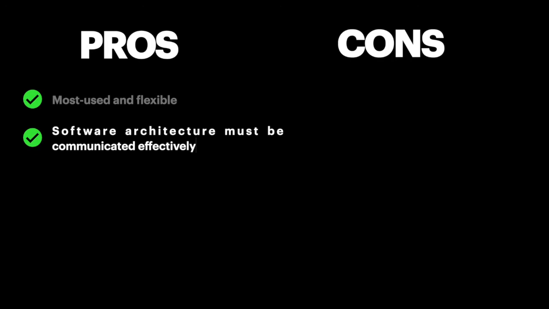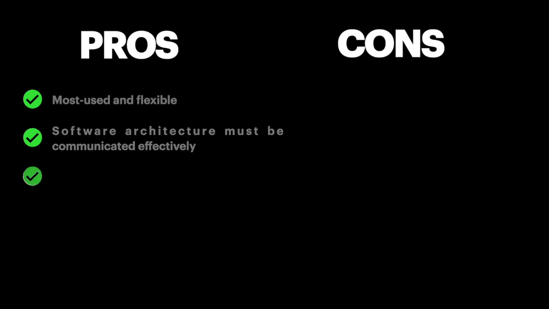The second pro is software architecture must be communicated effectively. The software architecture is the blueprint of the system. It is the framework on which the efficiency of the system and its process depend. But this framework is only effective if it is communicated properly to all those using it and working on it. This is where unified modeling language UML comes into the picture.